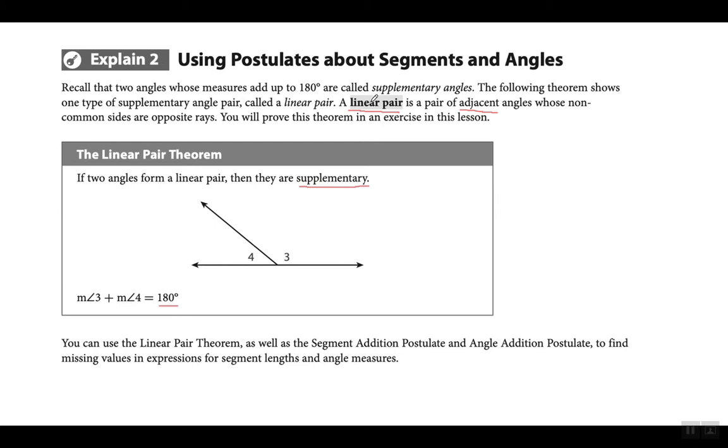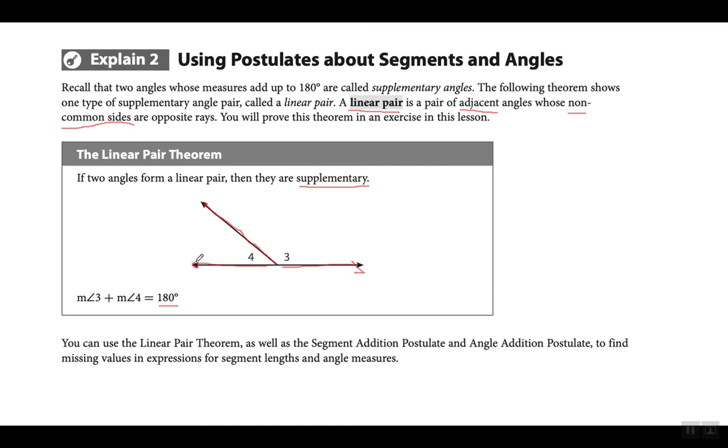Okay, and just to continue the definition, it says a linear pair is a pair of adjacent angles whose non-common sides are opposite rays. So if you look down here, the side that they have in common is this one right here. The definition says that they're non-common sides, the ones that they don't have in common, which would mean this side as well as this side.